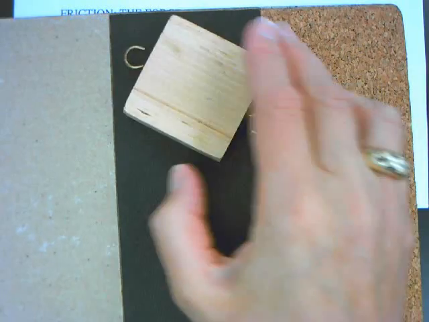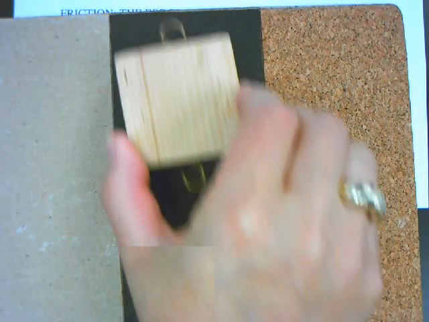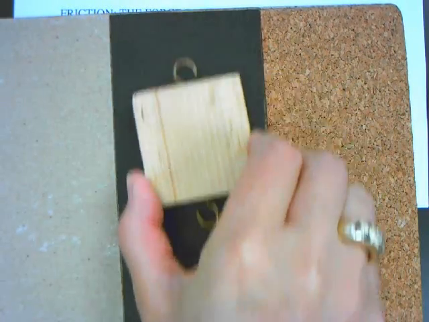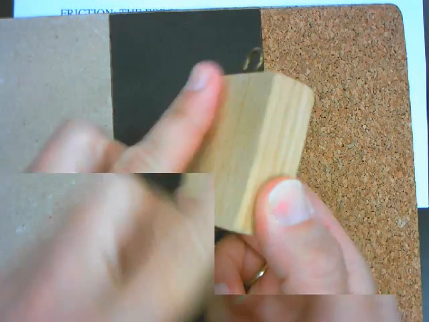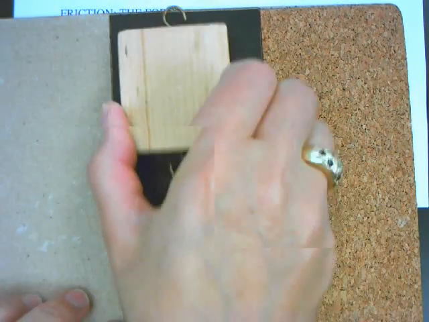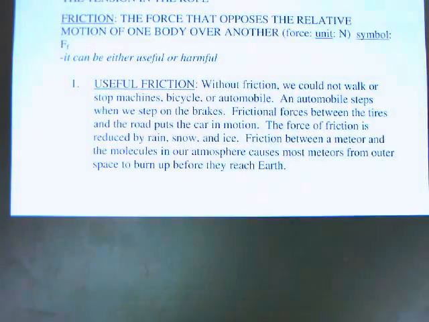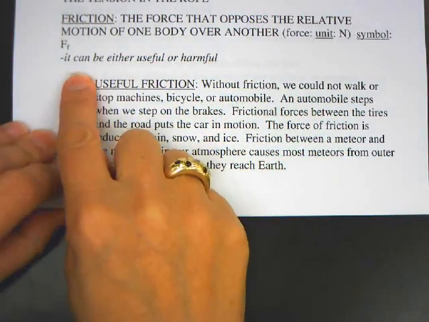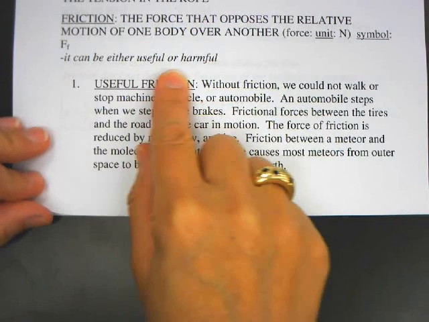So an example of that might be, in here I have different surfaces, and here I have a block, so if the block was moving over the surface. There's contact between the wood and, in this case, the rubber. So friction can be either useful or harmful.